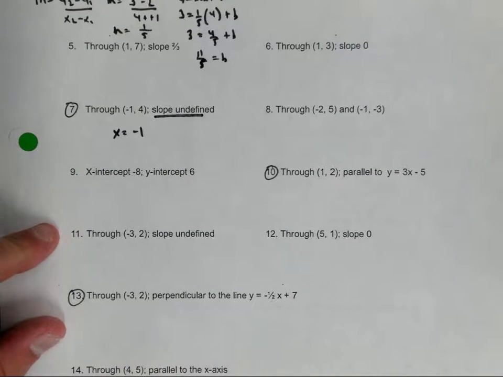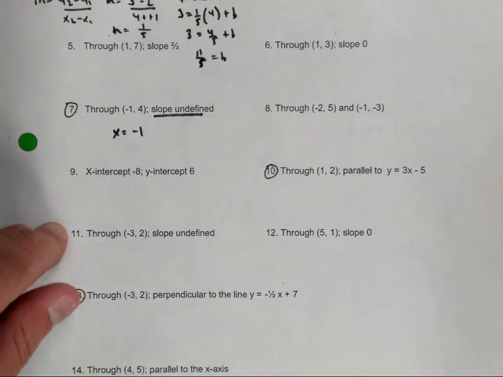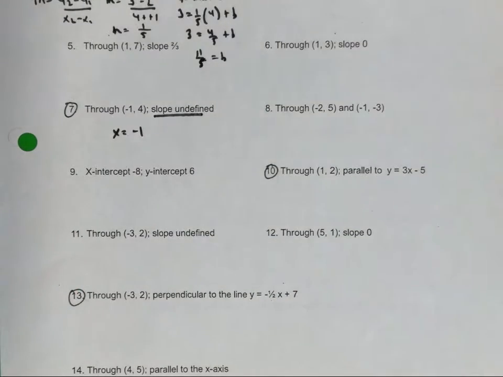Number 10, it says the line is passing through 1, 2, and it's parallel to y equals 3x minus 5. Nick, what is the significance? What do we use this second part for? It's parallel, the slope is the same. Slope is the same. That's the only thing you use that part for, to help you determine the slope of the line that you're working with.